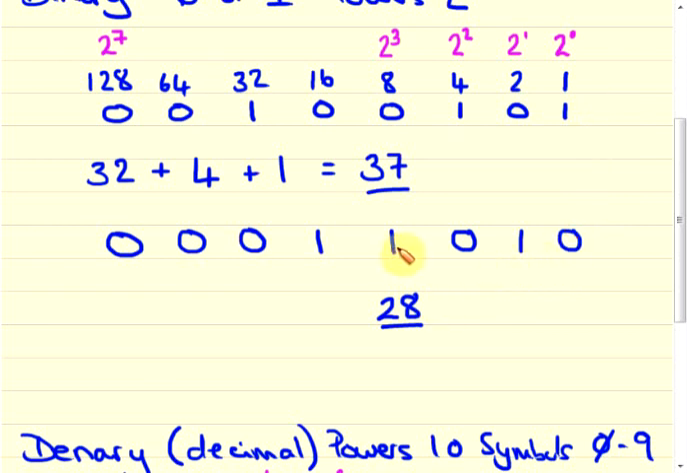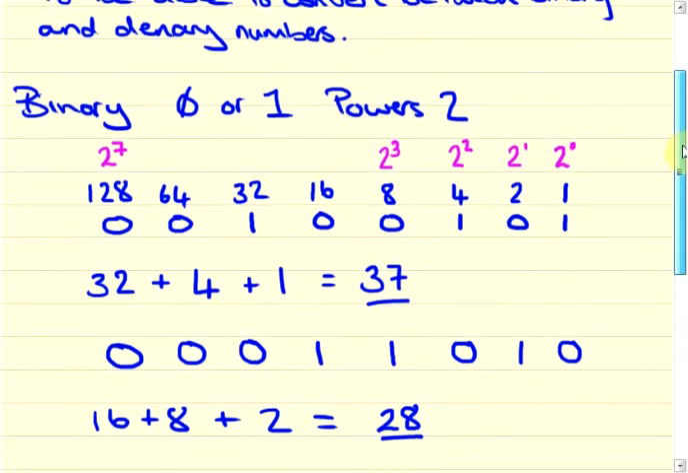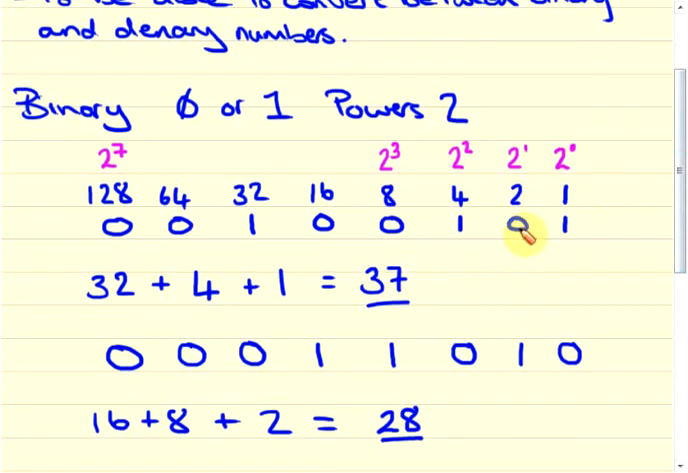So the binary value for 28 is 00011010, which is 16 plus 8 plus 2 gives me 28. And that's how you convert between binary to denary and from denary to binary. And that concludes this tutorial.